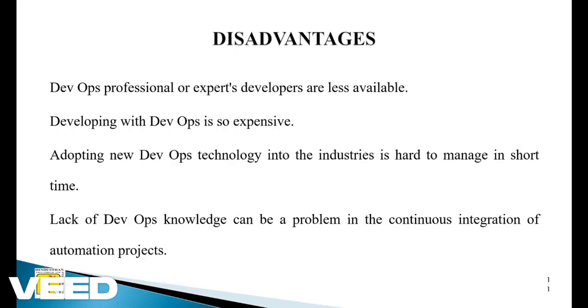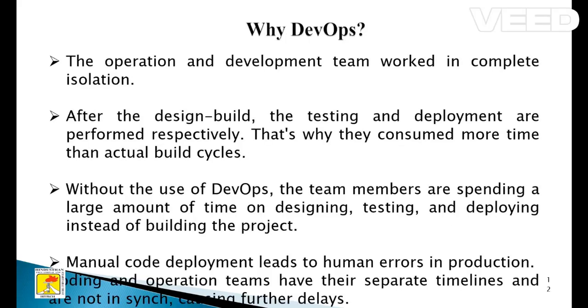Next, we are going to see the disadvantages. DevOps professionals or expert developers are less available. Developing DevOps is so expensive. Adapting the new DevOps technology into the industries is hard to understand and manage in a short time period. Here, the lack of DevOps knowledge can be a problem in continuous integration for automation projects. These are the disadvantages of DevOps.